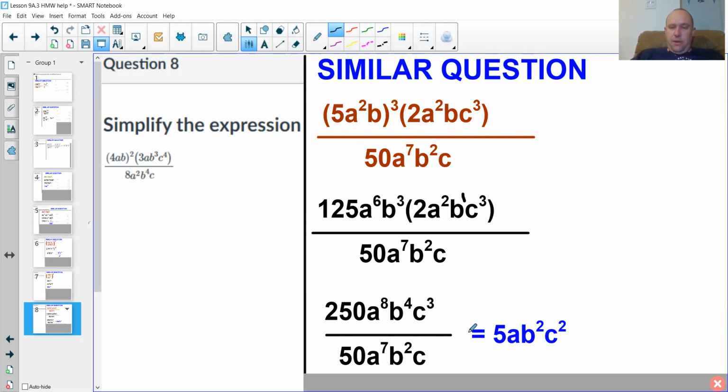So 250 divided by 50, a to the 8 divided by a to the 7, subtracting exponents gives me a to the 1, so I'm just going to put a. 4 take away 2 gives me 2, and 3 take away 1 gives me 2. So for division with numbers, it's just your regular division that you've been using since elementary school. Division with exponents, that's when you're subtracting the exponents.